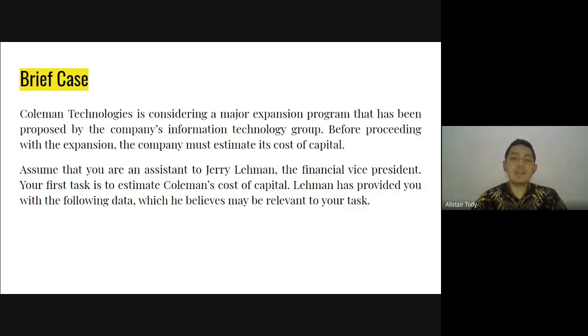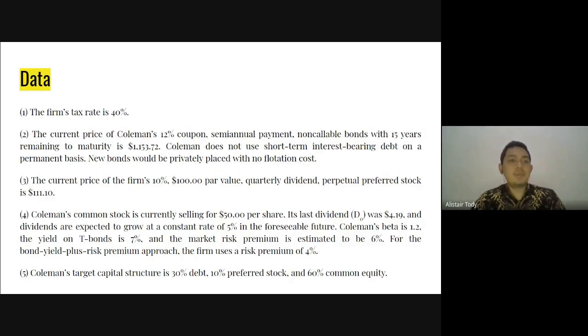He thinks it may be relevant to our task. So the data is: the firm's tax rate is 40%. The current price of Coleman's 12% coupon, semi-annual payment, non-callable bond with 15 years remaining to maturity is $1,153,000. Coleman does not use short-term interest-bearing debt on a permanent basis, and new bonds will be privately placed with no flotation cost.